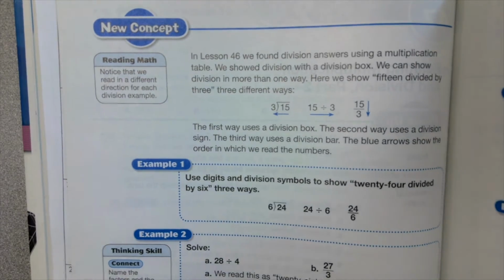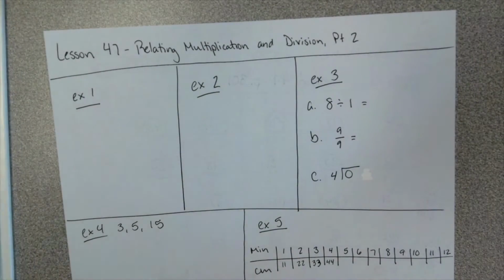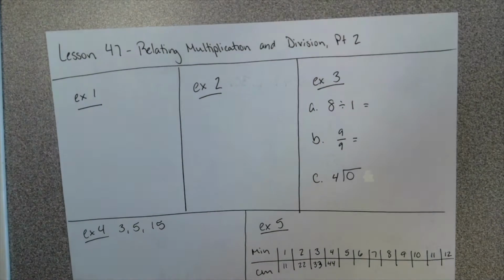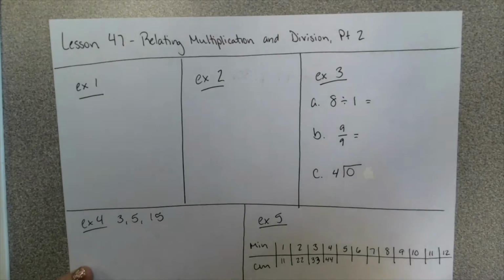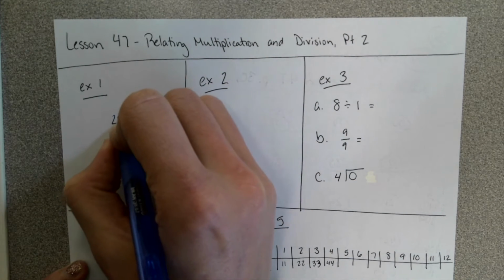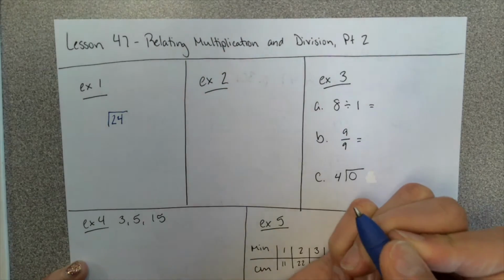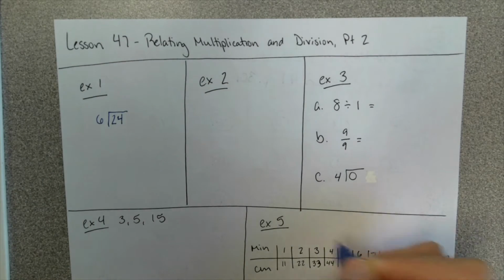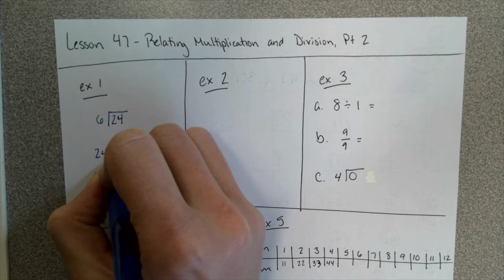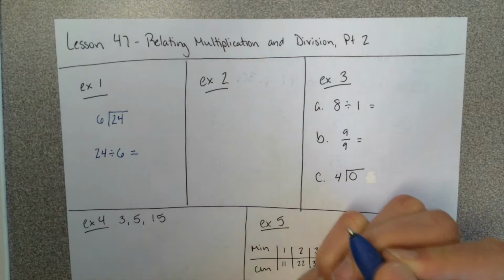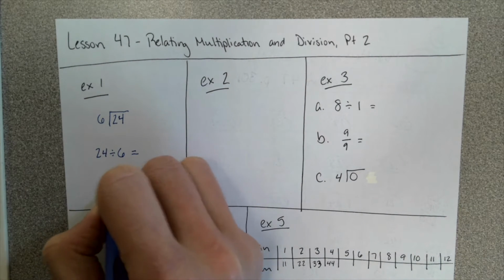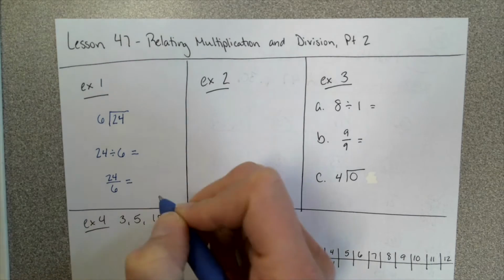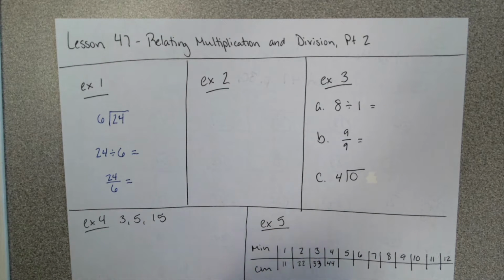All right, let's practice. Example 1 says, use digits and a division symbol to show 24 divided by 6 3 different ways. So first let's start with our one where the 24 goes in the box. 24 divided by 6. Could also do 24 divided by 6. And then we can write it as a fraction, 24 divided by 6.